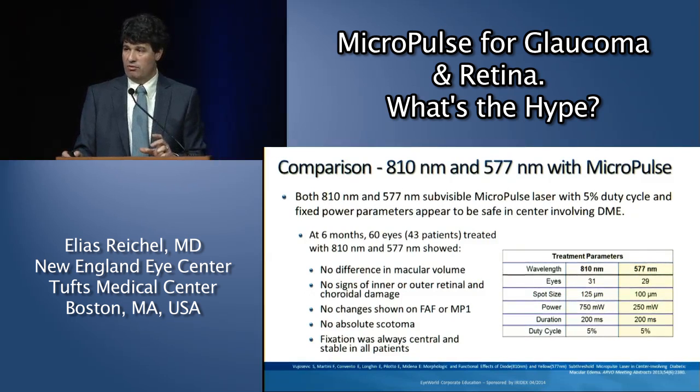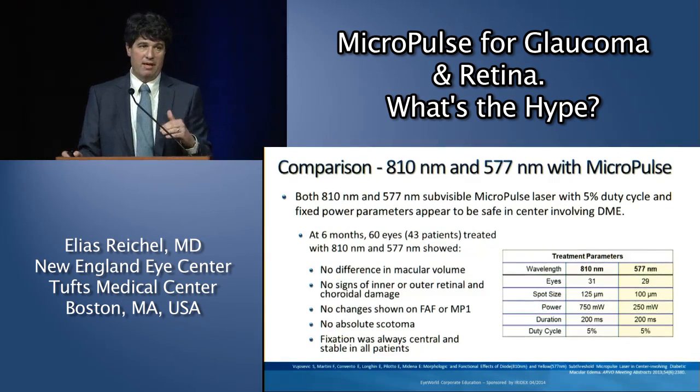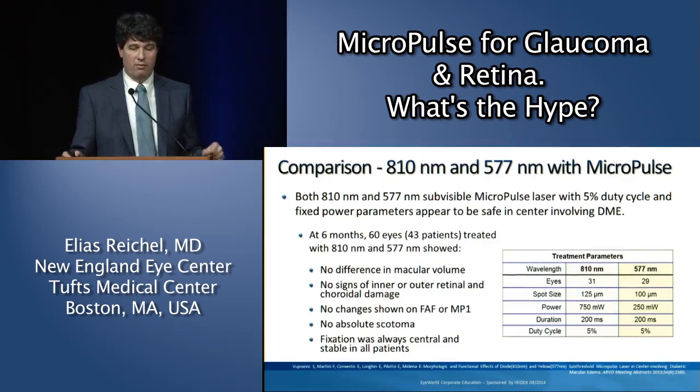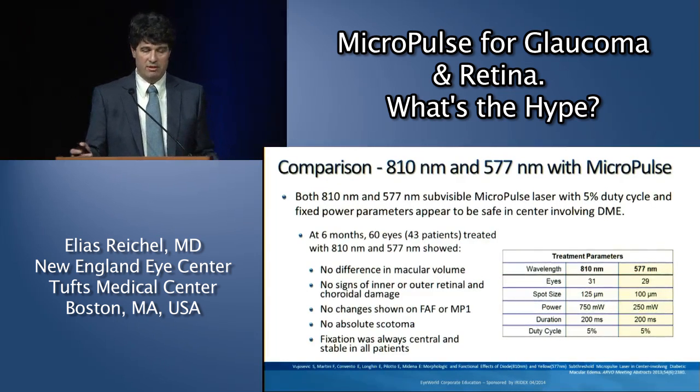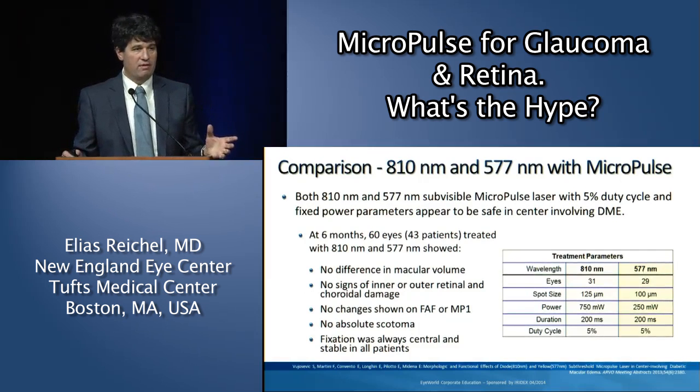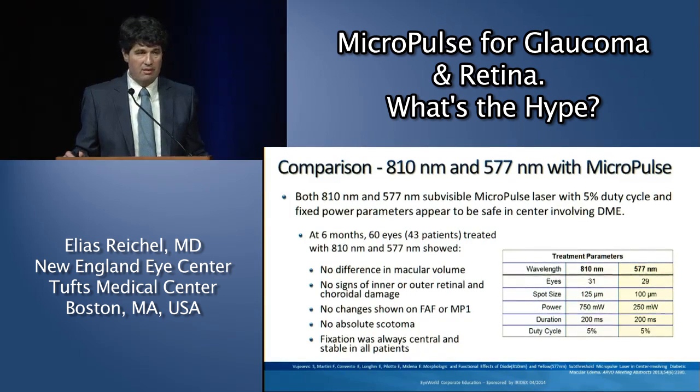And that's an important number to remember. That's really the baseline where you're going to start with micropulsing using 577. You can go higher. We are currently exploring higher treatment powers, but at the very start, 250 milliwatts is the appropriate. And again, 5% duty cycle is critical for success. So in this study, they looked at 577 versus 810 micropulsing, and there were really no absolute scotomas. There were no changes on fundus autofluorescence, and in microperimetry, there were no changes in comparison between the two wavelengths.